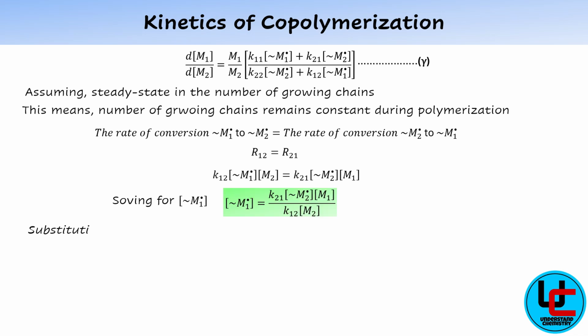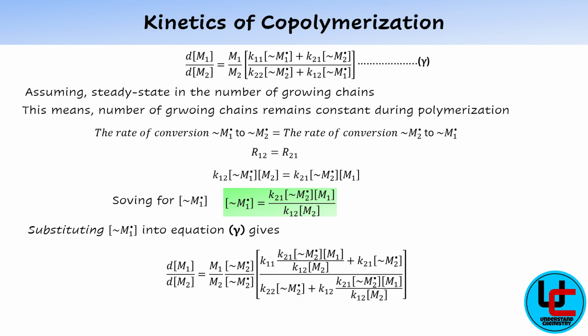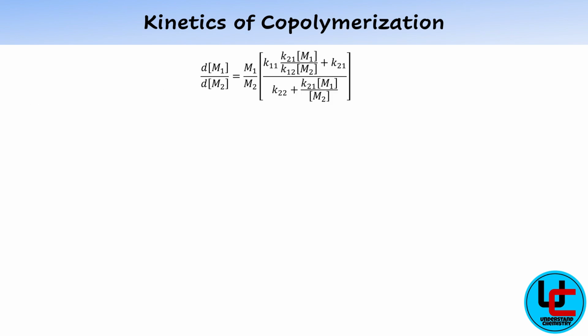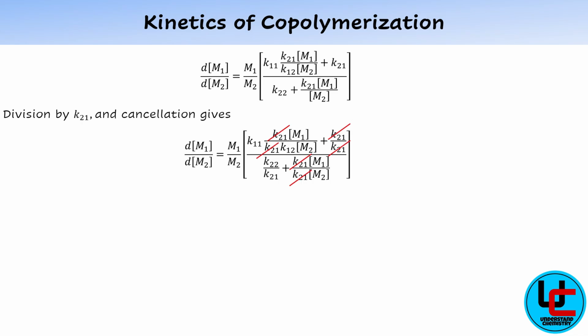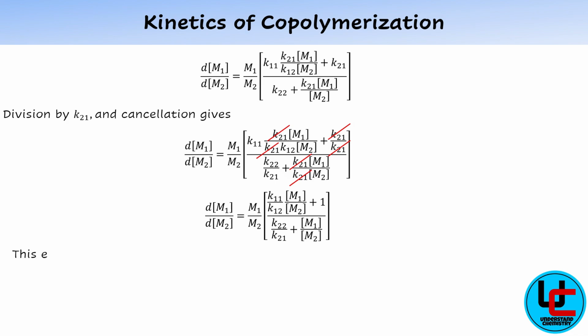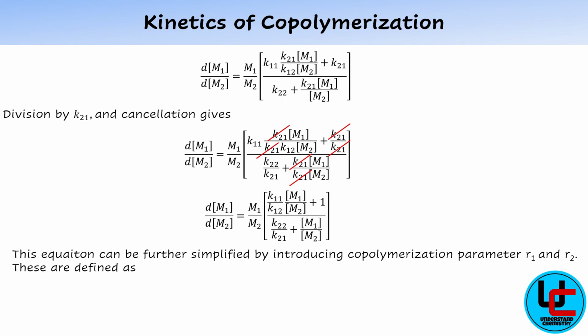Now, let us substitute this value of concentration of M1 ended chain into the equation gamma. We get this equation. In this equation, let us separate the common factor, and after cancellation, we get this equation. For further simplification, let us divide each term by K21, and after cancellation, we reach this equation. For further simplification, we can introduce copolymerization parameters R1 and R2. These are defined as ratios of rate constants. These are also called reactivity ratios of monomers.